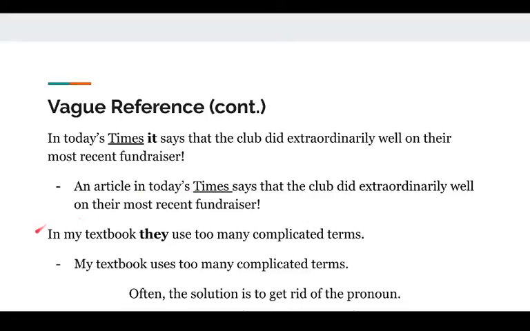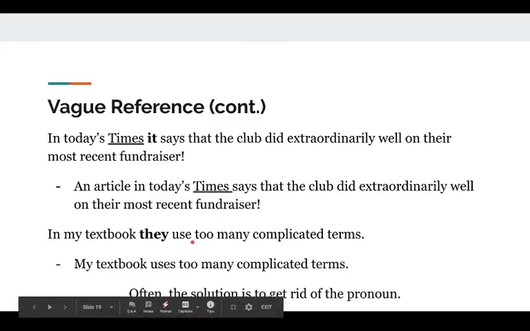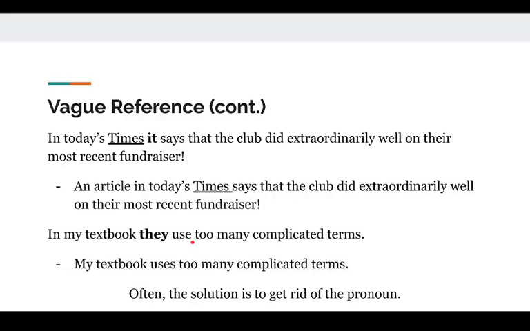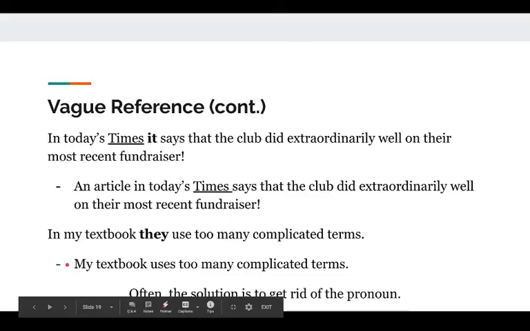And for the textbook sentence, this is the original sentence. In my textbook, they use too many complicated terms. Who is they? A singular textbook is not referred to as a group, so it cannot be they anyway. So we correct it to, my textbook often uses too many complicated terms. So here you're directly making it the first word and the subject of the sentence, because you know that it's the textbook that is using too many complicated terms.